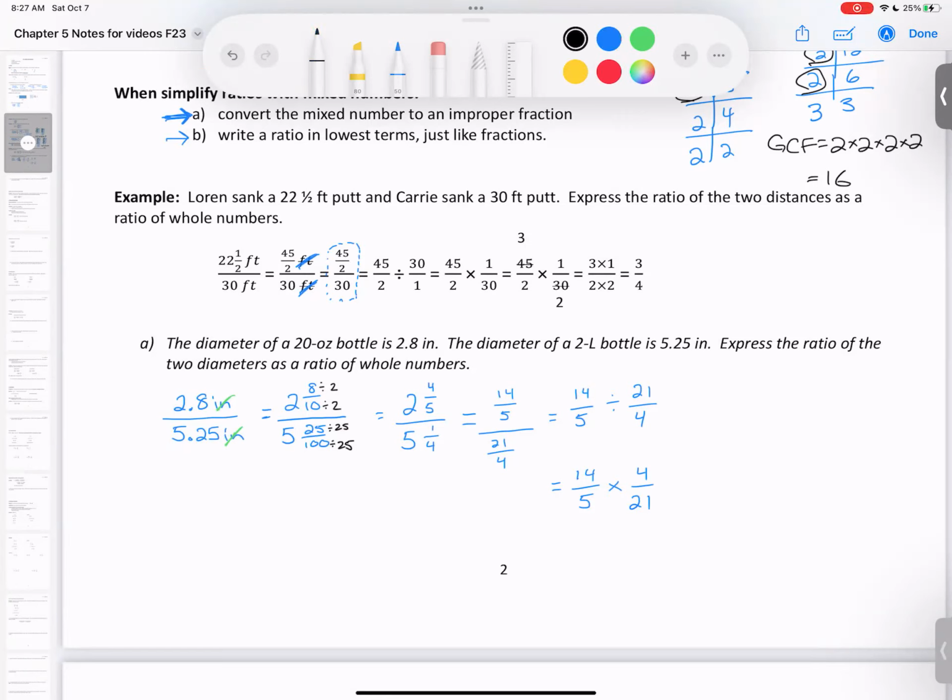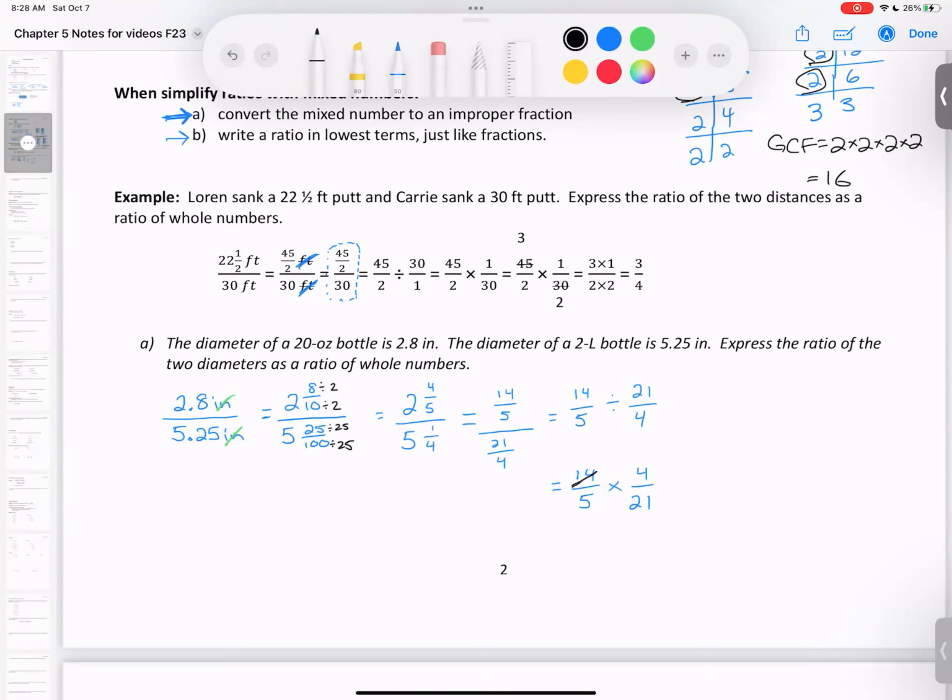Optional step first is we could do some cross simplification, which I would like to do here because I can see that 14 and 21 are both divisible by 7. So let's divide each of those by 7. You can always divide whatever you want out of a number on the top, the numerator, as long as you also divide it out of a number on the bottom. So it doesn't matter if it belongs to the same fraction or different fractions. When you're multiplying fractions together, you can always do that cross simplification step.